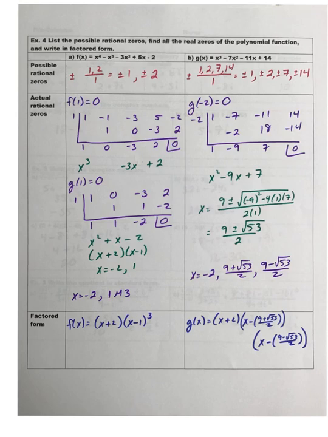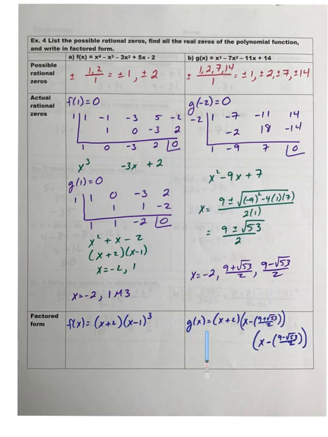It means you have to do quadratic formula or completing the square. So I'm going to do quadratic formula. x equals the opposite of b plus or minus the square root of b squared minus 4 times a times c, all over 2 times a, which simplifies to 9 plus or minus root 53 over 2. So we have 3 zeros: x equals negative 2, 9 plus root 53 over 2, 9 minus root 53 over 2.